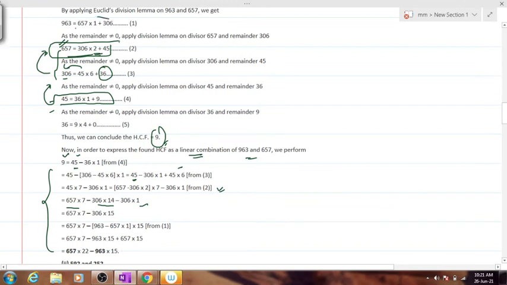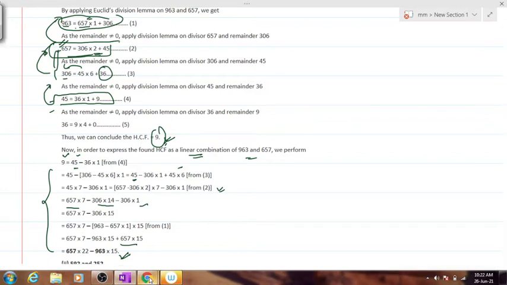Okay, and from the last equation 306 can be written as 963 minus 963, and then this thing stays as it is. This entire thing is represented in the form of linear equations, in linear combination. You'll have to go backwards from here and keep on substituting the values to get the linear combination. First you find the HCF of this thing. Take it step by step, find the HCF and then you will find the linear combination.